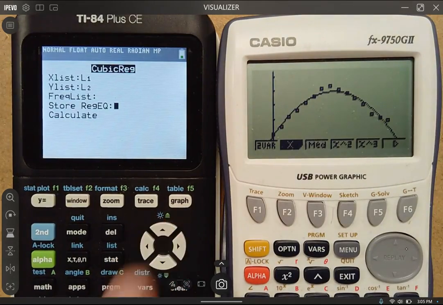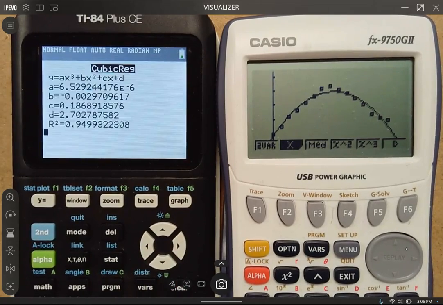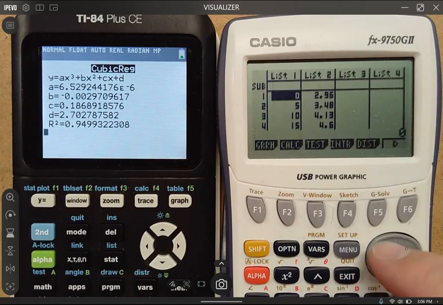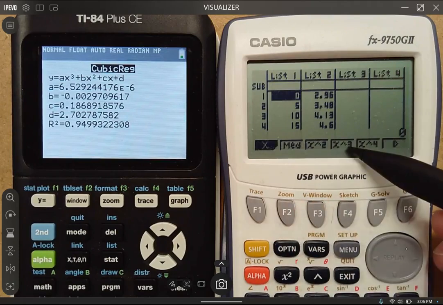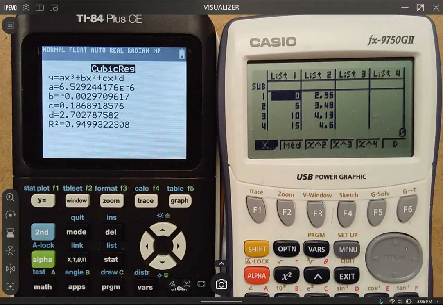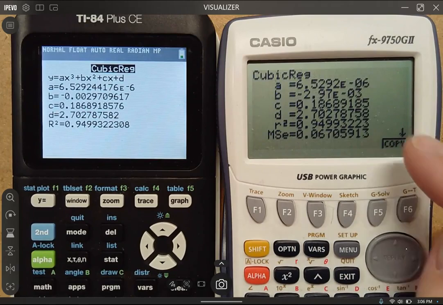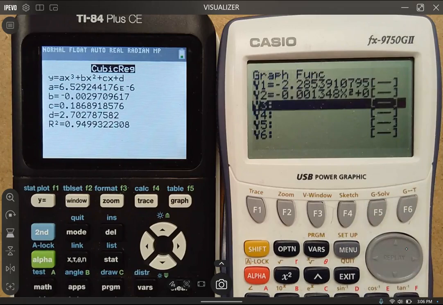This time I'm going to store it again. I'm going to store it into Y3 because my Y1, Y2 are all used up. So I'll put this into Y3 and then calculate, and there is my cubic regression. I'm going to do the same thing here. So with my data, I hit calculate, regression, I want cubic, the y or the x cubed, which is F4, and there is my cubic. Here I also want to copy it into Y3 as well.